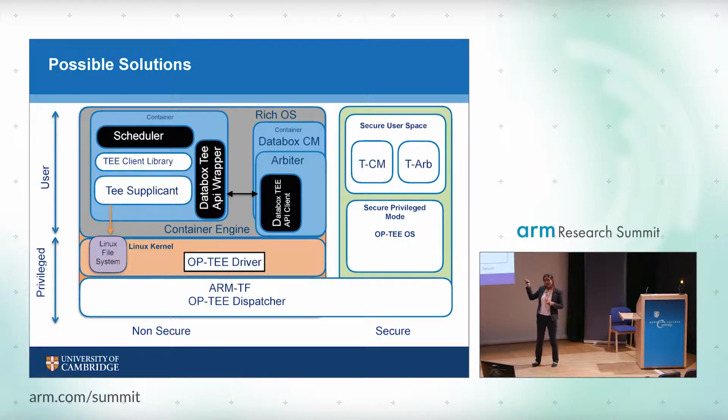We are writing our own scheduler, which will schedule the API calls for different components in the DataBox, like the container manager and arbiter. They can schedule themselves when they would like to access something. And then we have the DataBox TEE API wrapper. Right now all the OP-TEE APIs are written in C. If our applications come from other languages like Python, Go, or any other language, it would be nice to have a library for those languages.